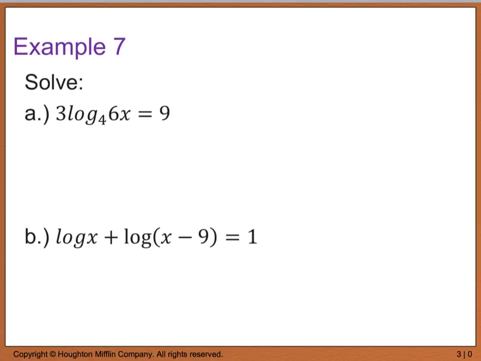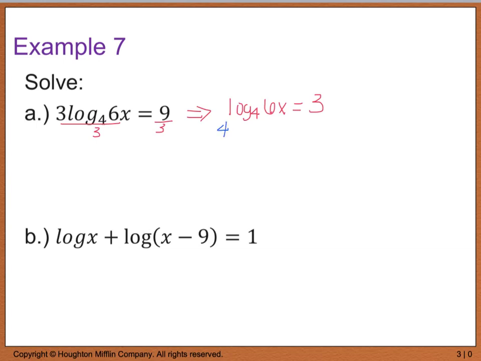Example 7 wants us to solve 3 times the log base 4 of 6x equals 9. Now you could take this 3 and put it up here on the x cubed. However, it's not going to benefit us as much as if I were to get rid of it right from the get-go and divide everything by 3. And what that does is give me the log base 4 of 6x is equal to 9 divided by 3, which is 3.